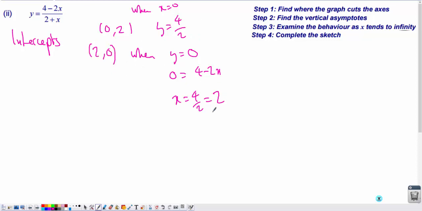Again, if you're not sure, or if you want to check, just plug in a value, because you don't want to make mistakes here. So let's plug in a value here. If x equals 2, what do I get? It's 4 minus 2 times 2, which is 0. So y equals 0. So we're done.